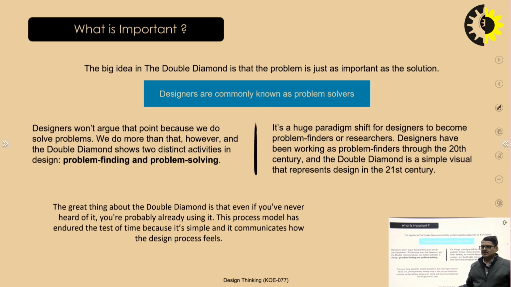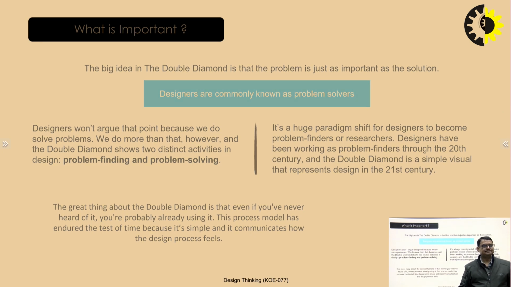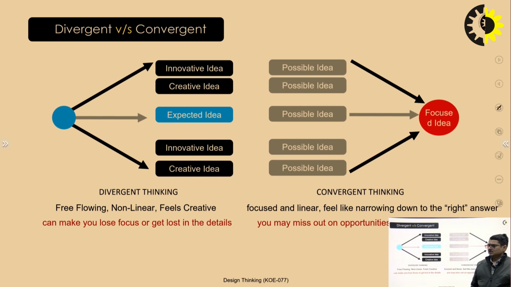So, this double diamond theory is very much closely related with the empathy phase, or we can say understanding the user or understanding the problem correctly. Before going into the deep detail of the actual double diamond theory, we should see that two kinds of thinking approaches are basically used in this particular process.